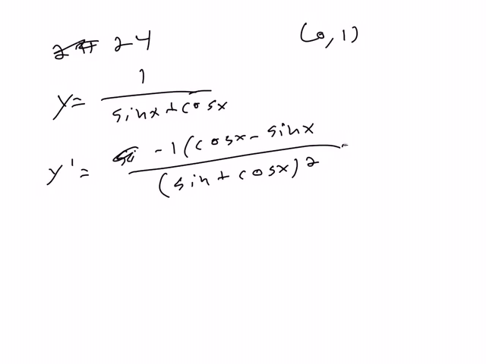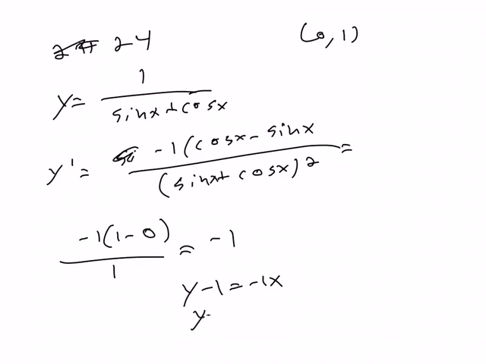Plug in a 0, so this becomes -1 times (1 minus 0), right? Cosine of 0 is 1, sine of 0 is 0. That, at least, you should remember. And then sine of 0 is 0 plus cosine, so the bottom is going to be 1. So this is going to be -1. And then we have y minus 1 is equal to -1x, or y is equal to -x plus 1. That's the equation of the line.